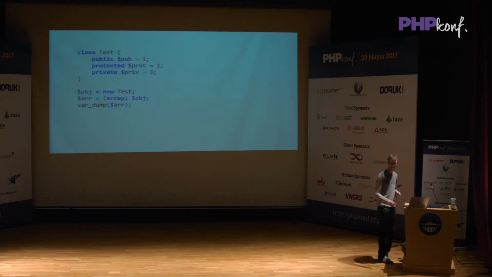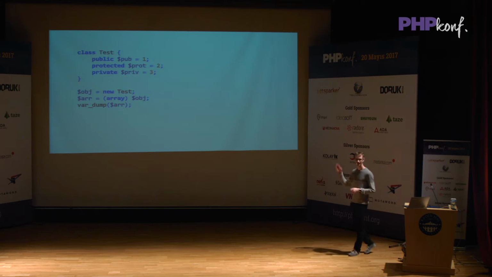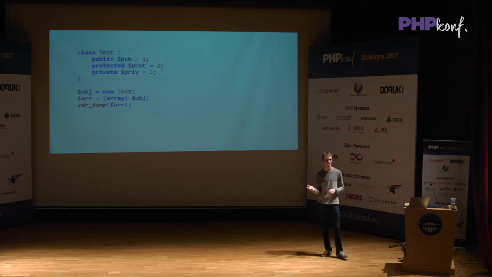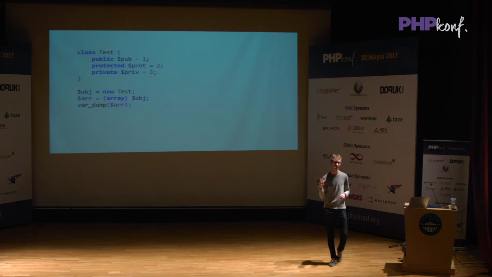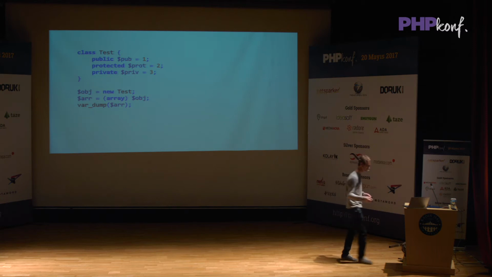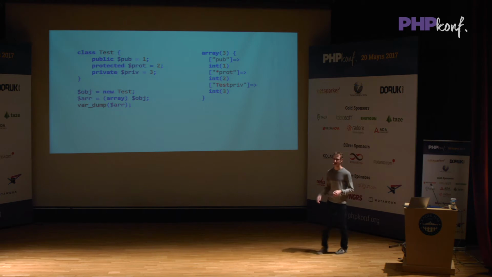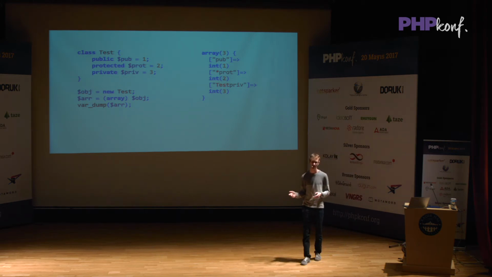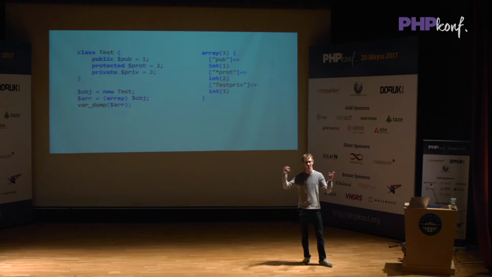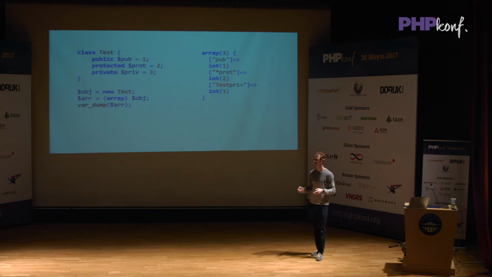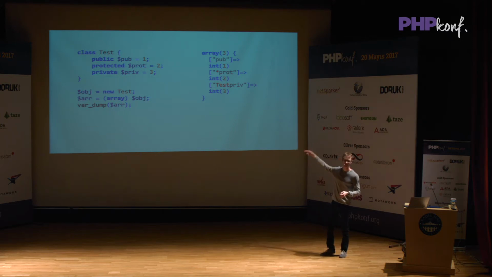If we have this example, a class defines three properties. One is public, one is protected, and one is private. Now we cast this class into an array. What do we get? Basically we get what we expect: the property names as the keys and the property values as the values. But we also get some additional stuff. For example, the protected property has a star before the name, and the private property has the class name before it.